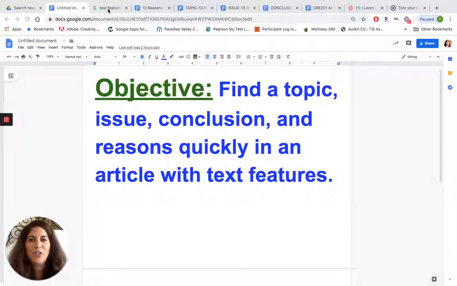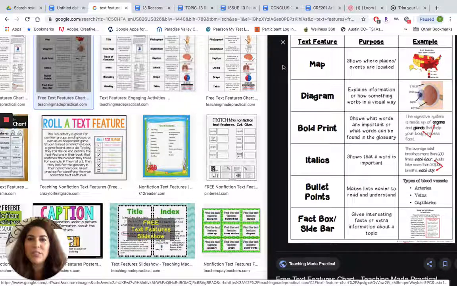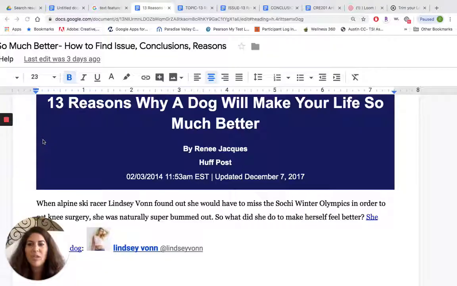Just like features on your face stand out, text features are those items that an author wants to emphasize as important to you. They stand out on the page. One of the most important text features is the title, because that's usually related to the thesis or the conclusion, as your book calls it. So this is 13 reasons why a dog will make your life so much better.